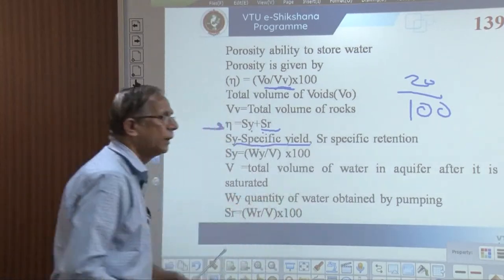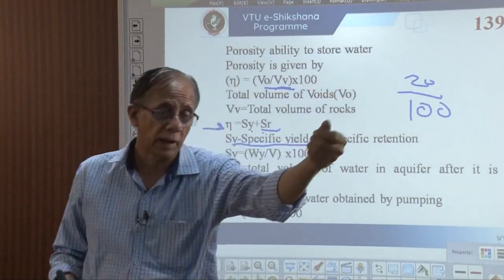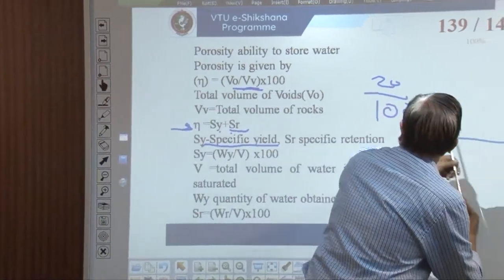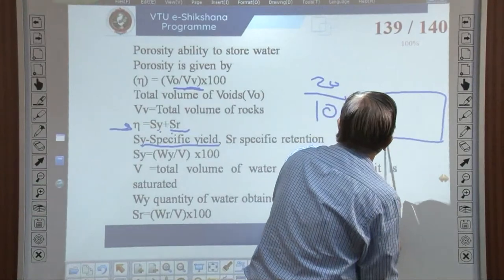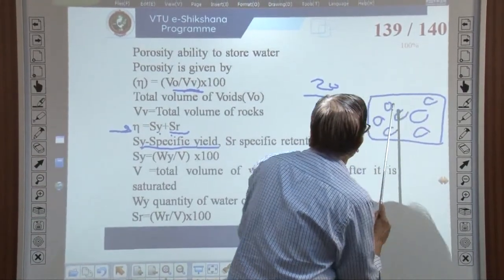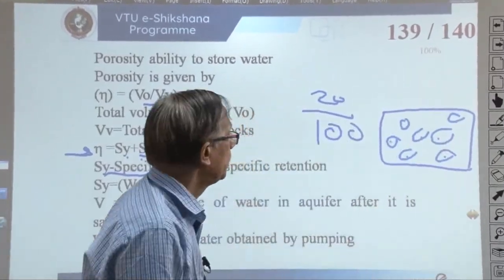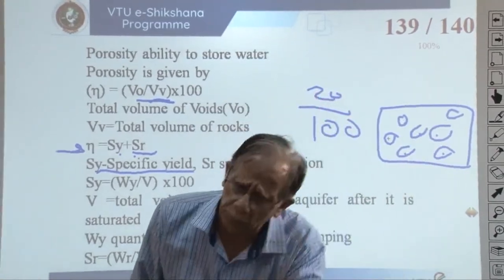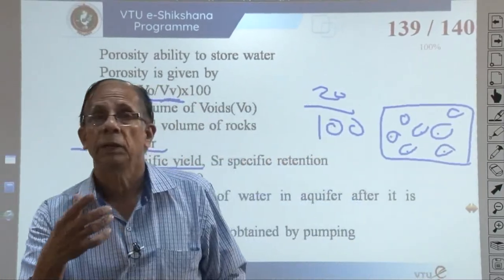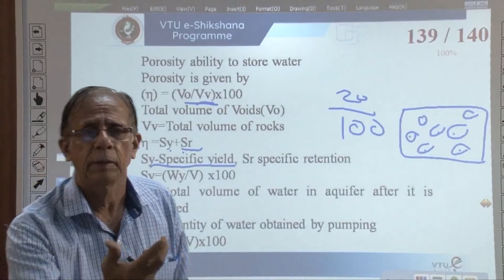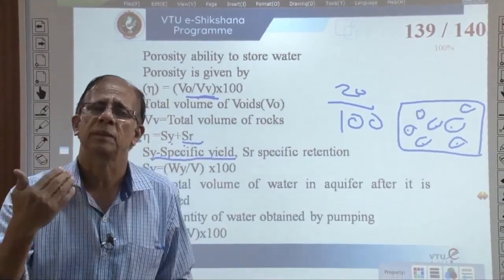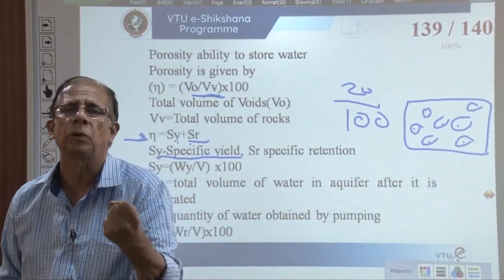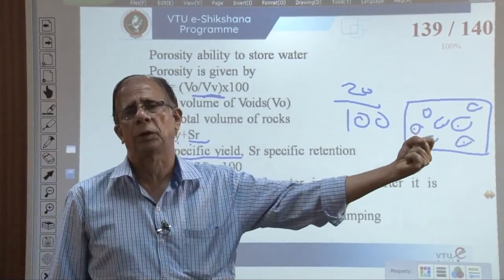What is a specific yield? It is the amount of water that I can get from the aquifer. That is, if I have an aquifer like this, there are so many cavities, they are all interconnected, all water present here in so much. But when I pump out, all that water does not come. A certain amount of water is still present within the aquifer. Because depending on the nature of the particle, we have said each particle has a surface tension force, molecular attractive force. By virtue of their attractive force, they still hold a certain amount of water. They do not give out all that water.